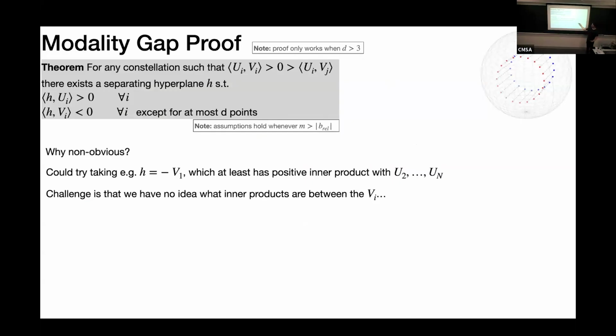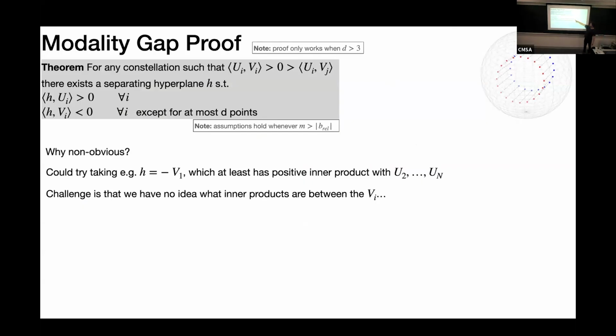Anyway, why is there a modality gap? First off, why is this not obvious? Maybe it's obvious to some of you, but it wasn't obvious to us. Maybe just to try one thing: you're trying to find H, right? It has a positive inner product with the U's and a negative inner product with the V's. So you could just take, for instance, minus V1.